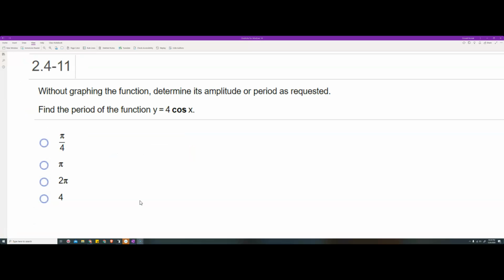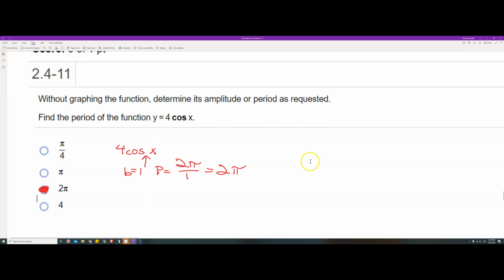Next one is 4 cosine x. What is the period? Well, the frequency, since there's nothing there, there's really a 1, so b is equal to 1, so my period is 2 pi divided by 1, which is just 2 pi. So it's not getting squeezed or stretched out horizontally.